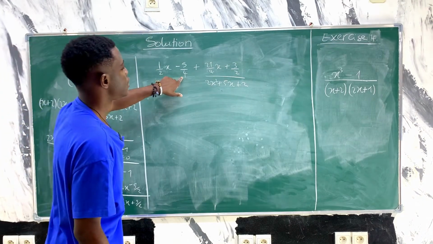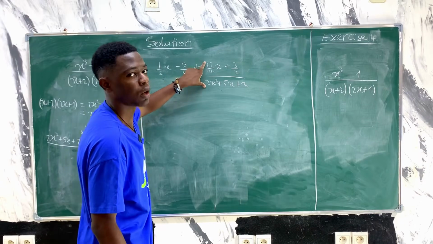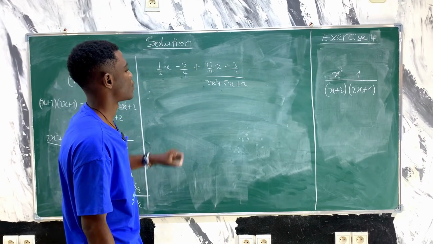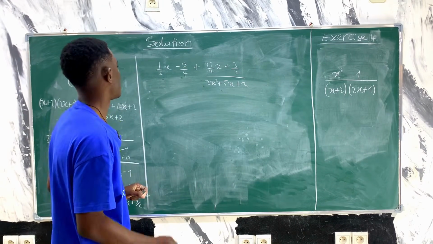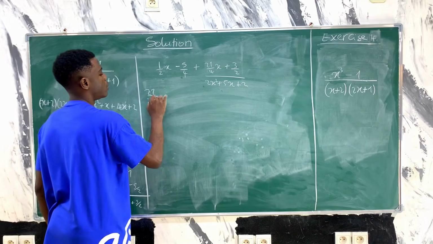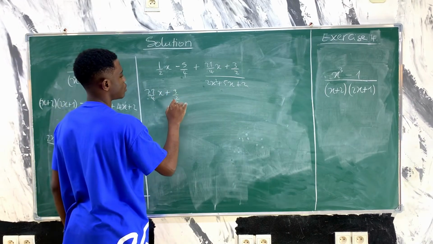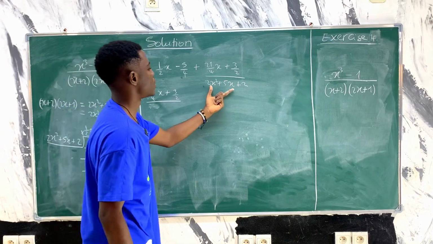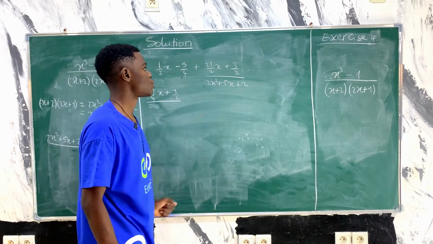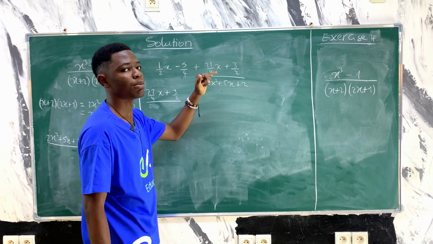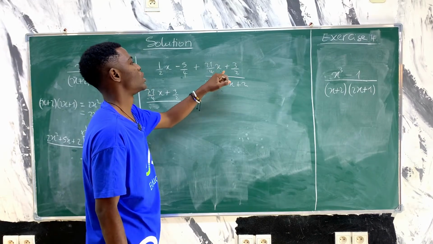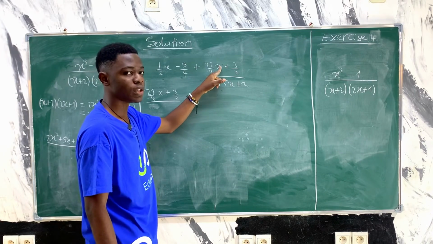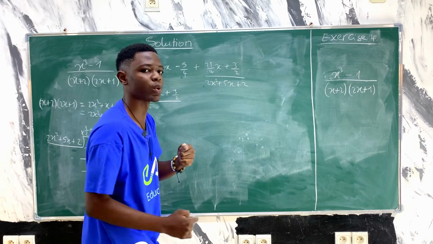So this and this are already in partial fraction. We have to put this one now in partial fraction. So how do you put this one in partial fraction? 21 on 4x plus 3 on 2, all on this denominator, which can be factorized. We first check the first rule: is the power of the numerator less than the power of the denominator? The degree of the numerator is 1. The degree of the denominator is 2. So the degree of the numerator is less than the degree of the denominator. We can go to the next requirement.